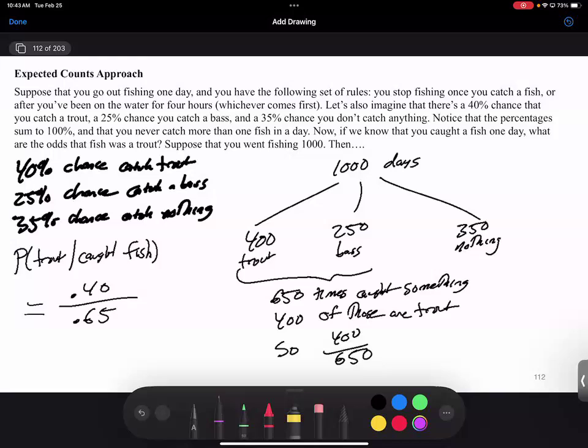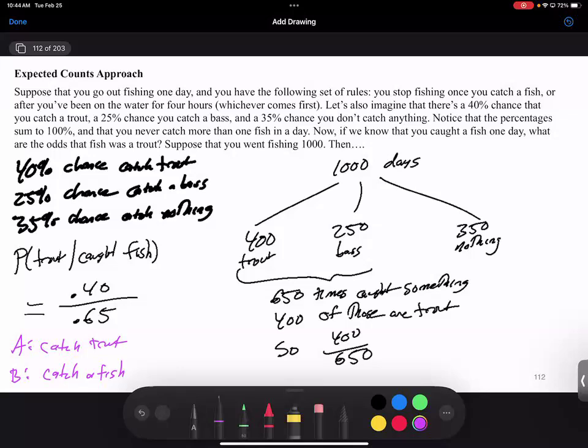The probability we catch a trout given that we caught a fish. So we have our event A and our event B. What is event A? So A is catch a trout, and B is we catch a fish. This happens to be a problem where it's really easy to calculate the probability we caught a fish. It's just 40% plus 25%, which is 65%. And so it's just 0.40, the probability we catch a trout, divided by the probability we catch a fish, which is 0.65.